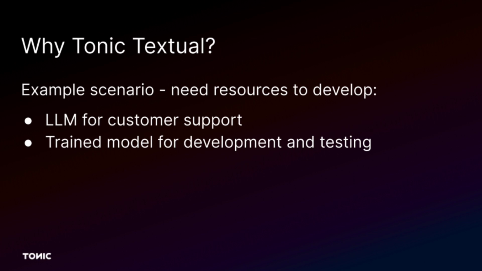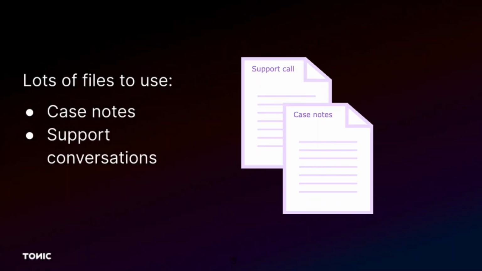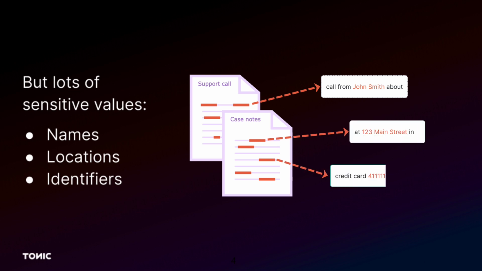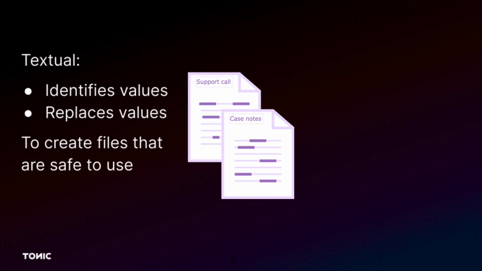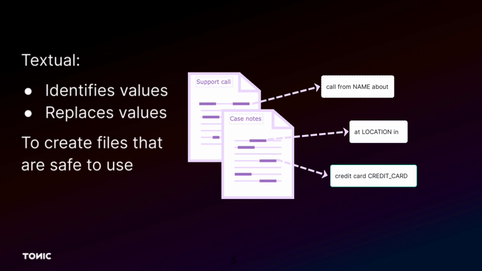Let's say that you're putting together an LLM for automated customer support, or need a trained model to use for development and testing. You have a treasure trove of files that contain customer support conversations and case notes. These files would be perfect to use, except that they contain many sensitive values, names, addresses, identifiers, that you must protect and cannot expose. Tonic Textual identifies and replaces those values, producing redacted files that are both realistic and safe to use.